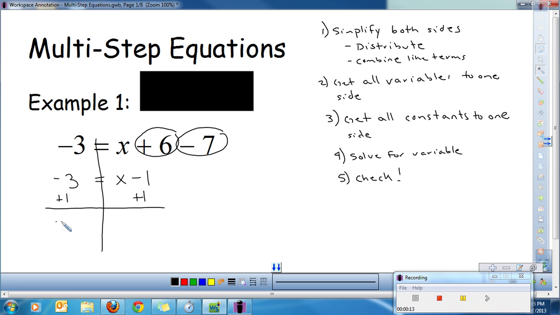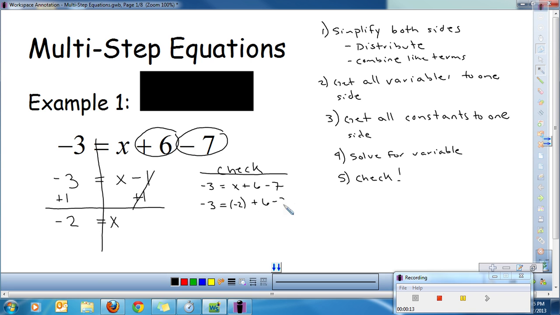-3 plus 1 is -2. I'm going to bring down my x, and -1 plus 1, those cancel out. Now my x is alone. I've solved for the variable. I think that x is -2. Now my last thing I should do is check. So I'm going to rewrite -3 equals x plus 6 minus 7. I think that x is -2, so I'm going to put -2 in for x.